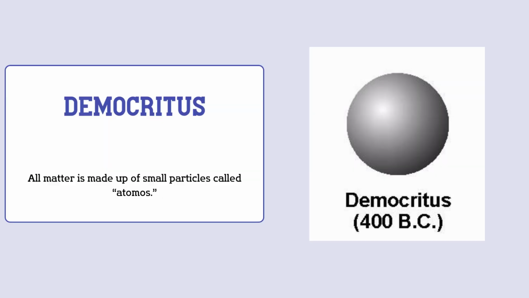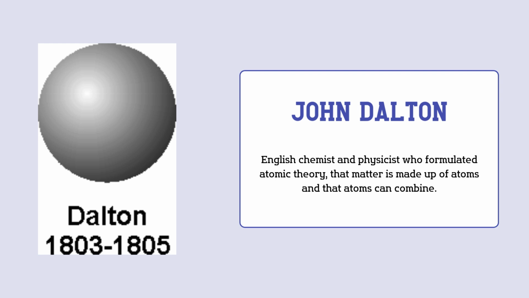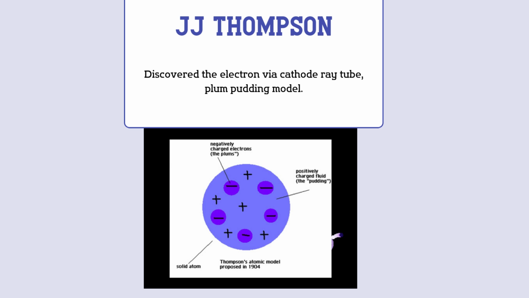So the atomic theory started when Democritus decided that all matter should be made of small particles called atomos. This was because he thought that for all matter, there must be some limit to how small it could be. John Dalton took this further, and he said that matter is made of atoms that can also combine. J.J. Thomson started to discover more aspects of the atom. He discovered the electron and decided that this is a model.